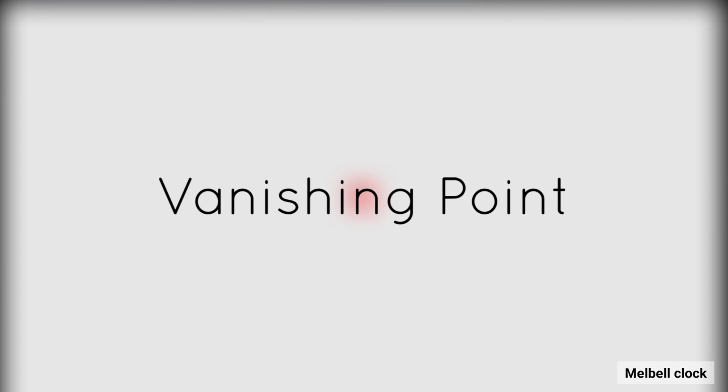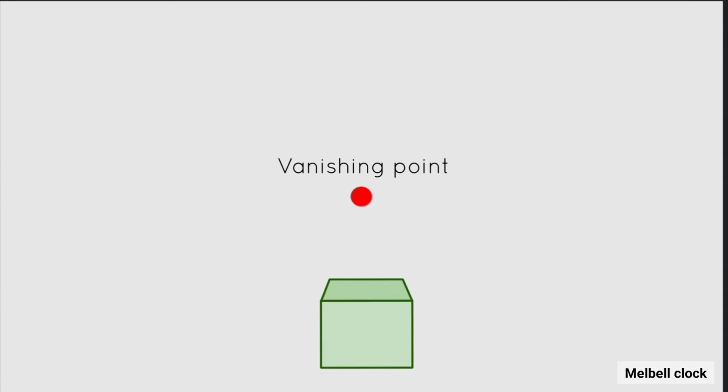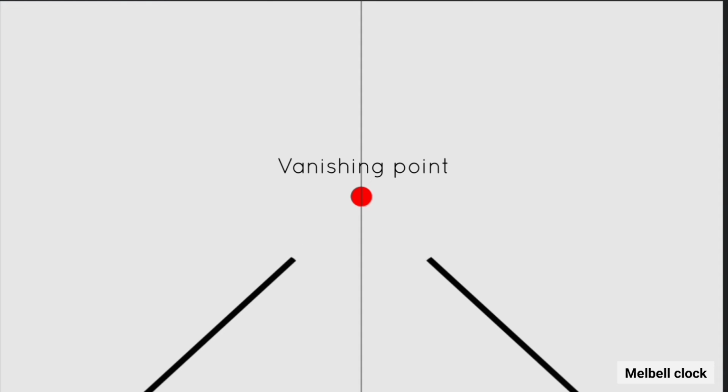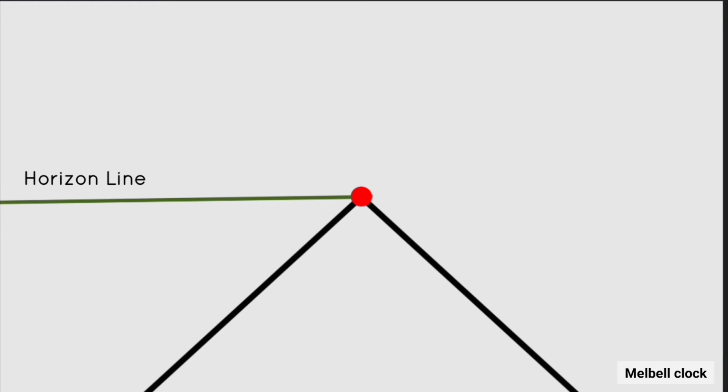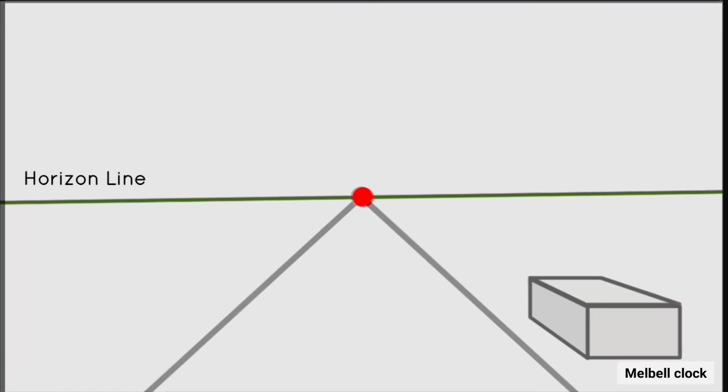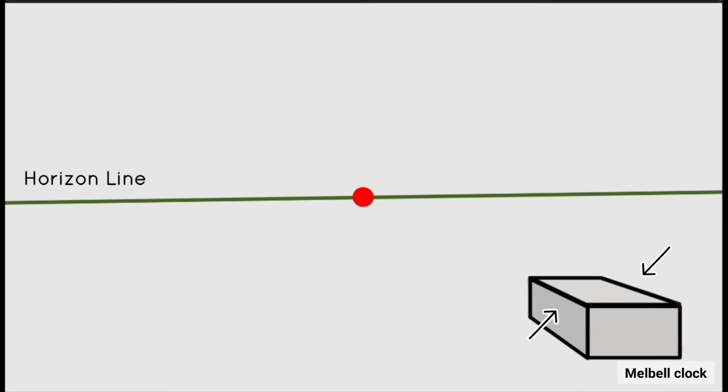Vanishing point. As indicated by the name, it's a point where all objects seem to disappear. It's a point where all receding parallel lines seem to converge when seen in perspective. The vanishing point is located on the horizon line. If there is a box, the sides of the box seem parallel to the eyes, but if you extend these lines, you will see that they converge at one point.